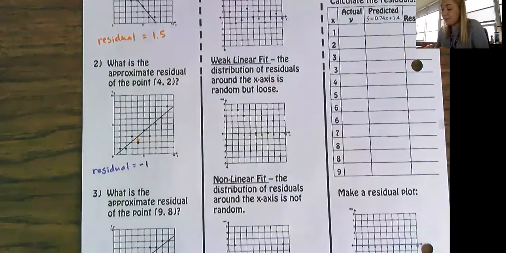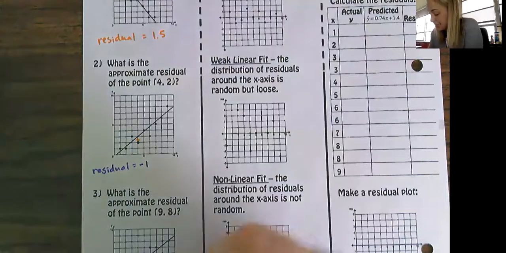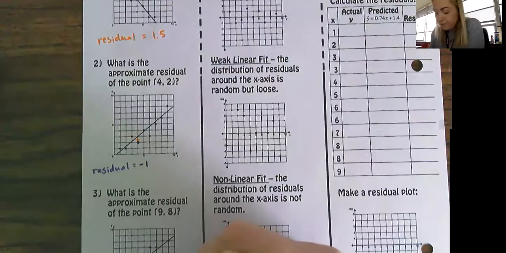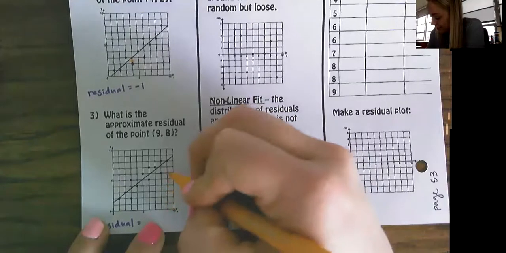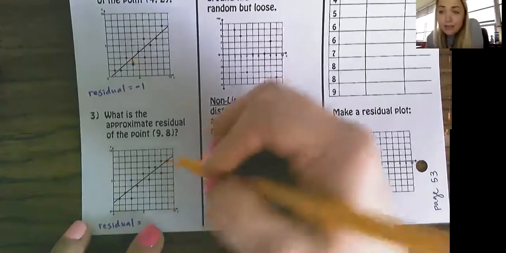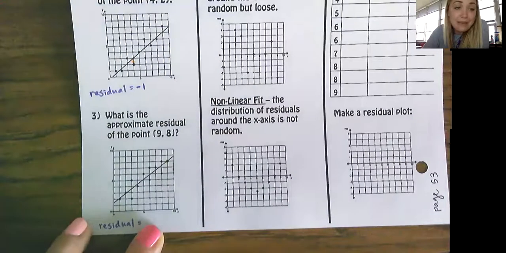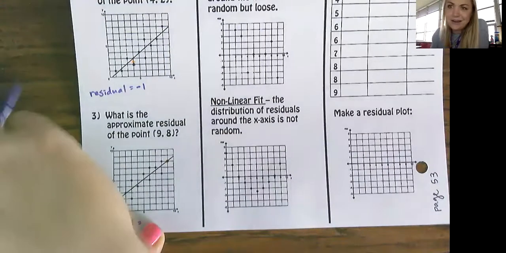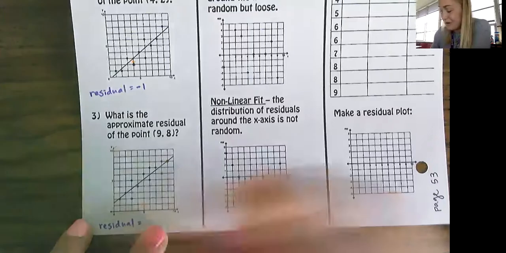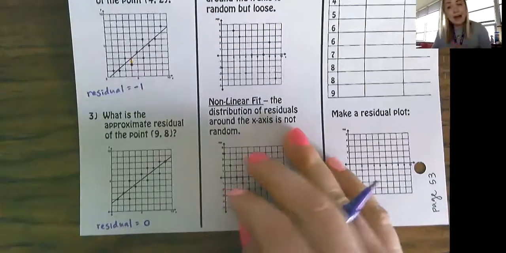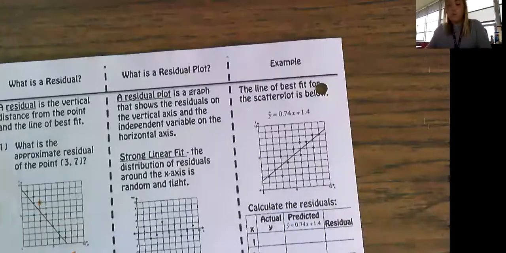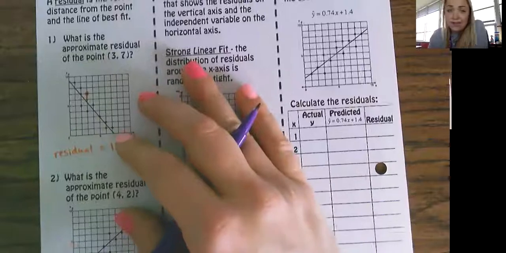Okay, what's the approximate residual of (9, 8)? To the right 9, up, you can't see that, 1, 2, 3, 4, 5, 6, 7, 8. That dot is on the line of best fit. So how many spaces away from the line of best fit can it be? Well, if it's on the line of best fit, it's 0 spaces away. I know that was a silly question, but we can have 0 residuals if it's on the line of best fit. So we can find a residual just by looking at the graph.